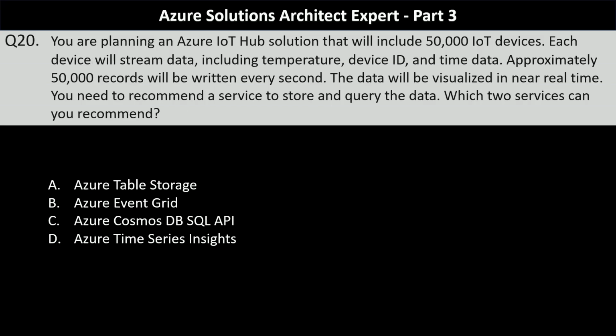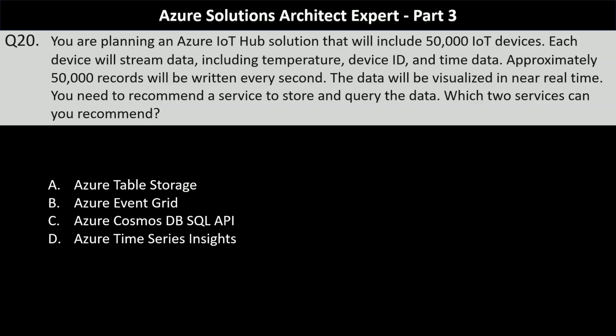Question number 20. You are planning an Azure IoT Hub solution that will include 50,000 IoT devices. Each device will stream data, including temperature, device ID, and time data. Approximately 50,000 records will be written every second. The data will be visualized in near real time. You need to recommend a service to store and query the data. Which two services can you recommend? Your options are Azure Table Storage, Azure Event Grid, Azure Cosmos DB SQL API, Azure Time Series Insights.